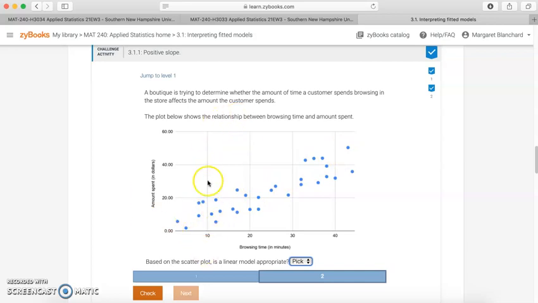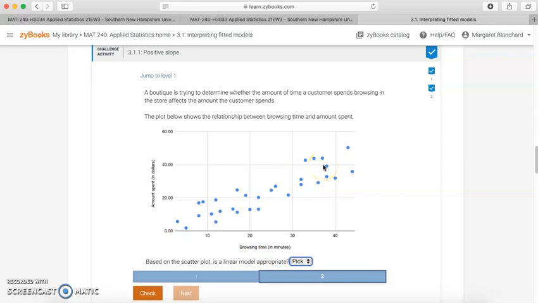Now if we saw data points, like my little squiggly with the cursor, data points all over the place, that would be a little less linear or concentrated in that dispersion. All right, so it says based on the scatter plot, is a linear model appropriate? Just like I said, because it does show an overall linear pattern.